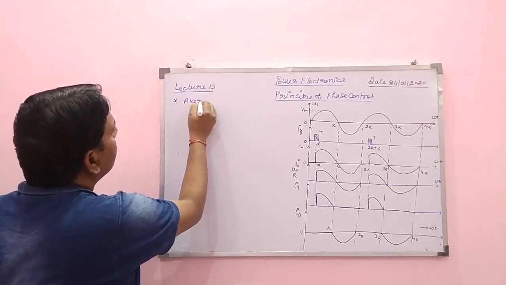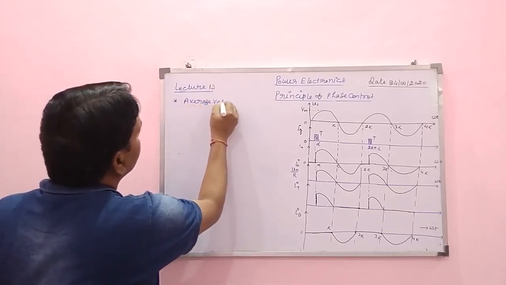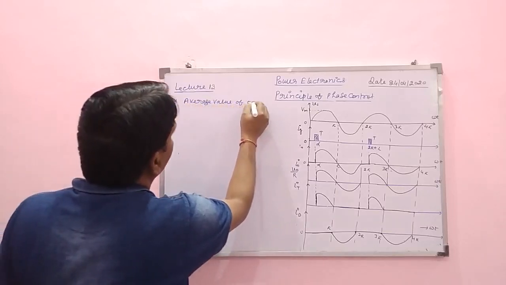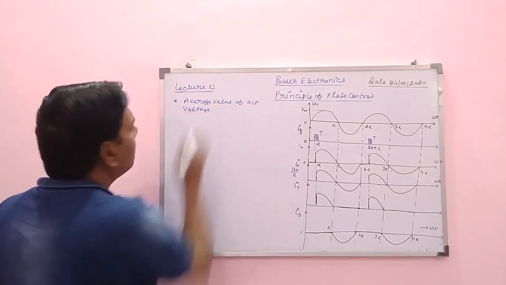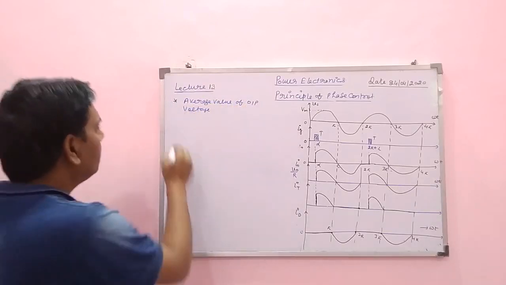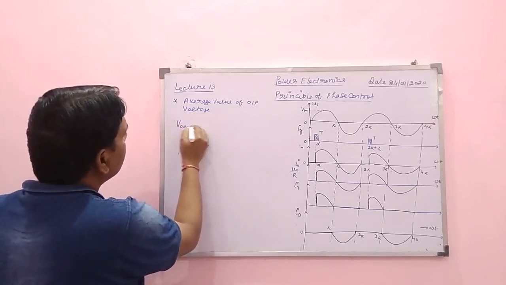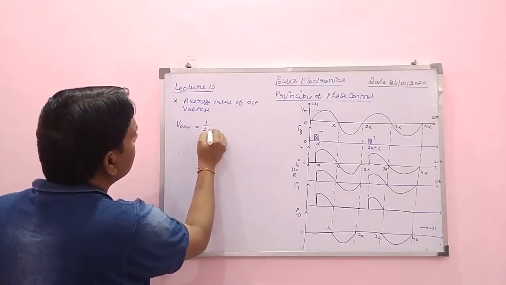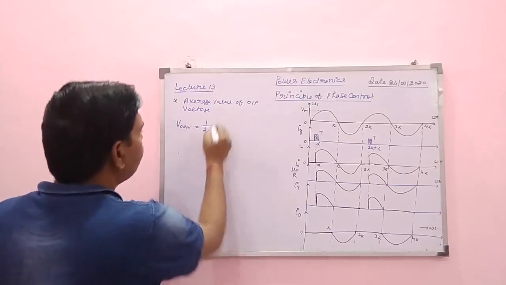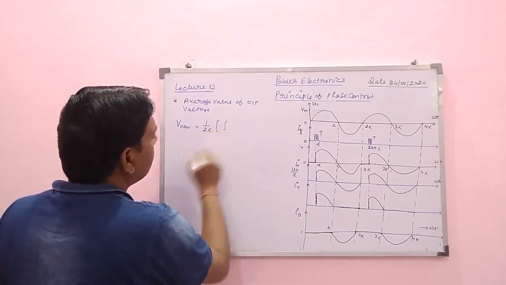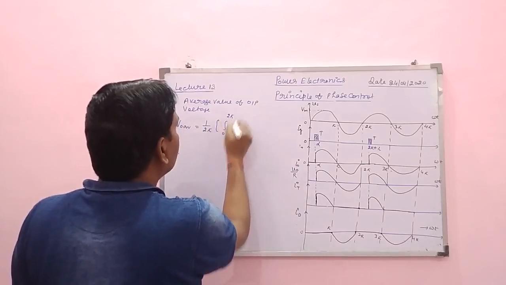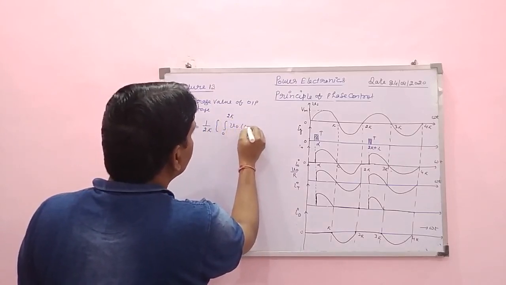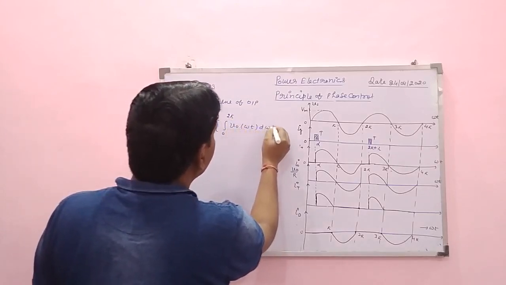Average value of output voltage. V naught average is nothing but 1 upon the time period. The time period is 2 pi, and we will integrate from 0 to 2 pi, and the output voltage is V naught as a function of omega t, d omega t.